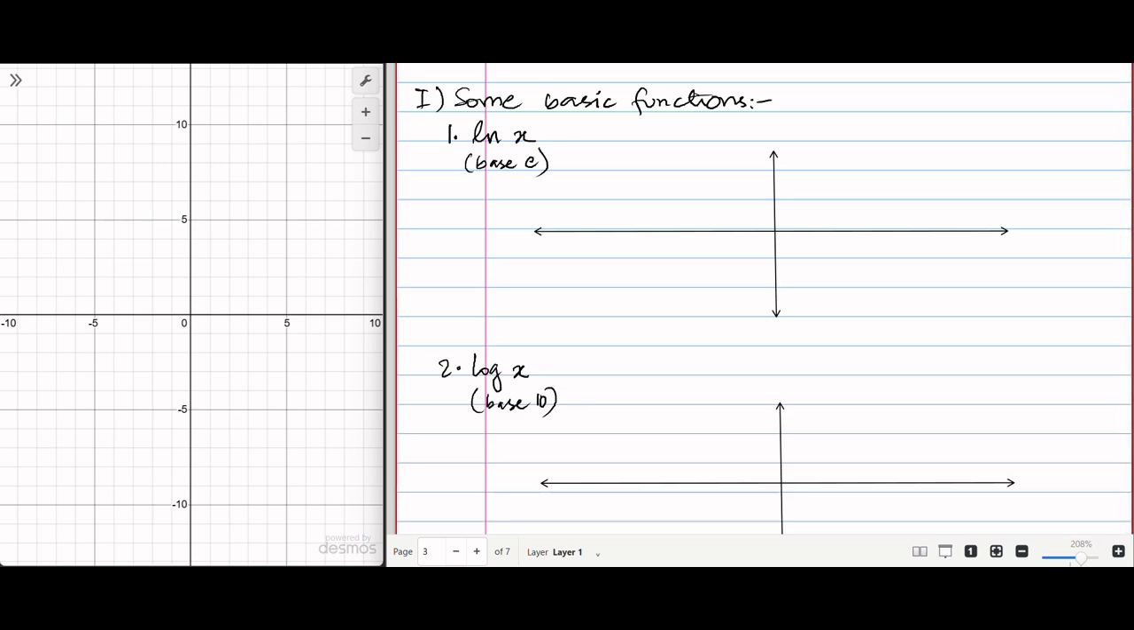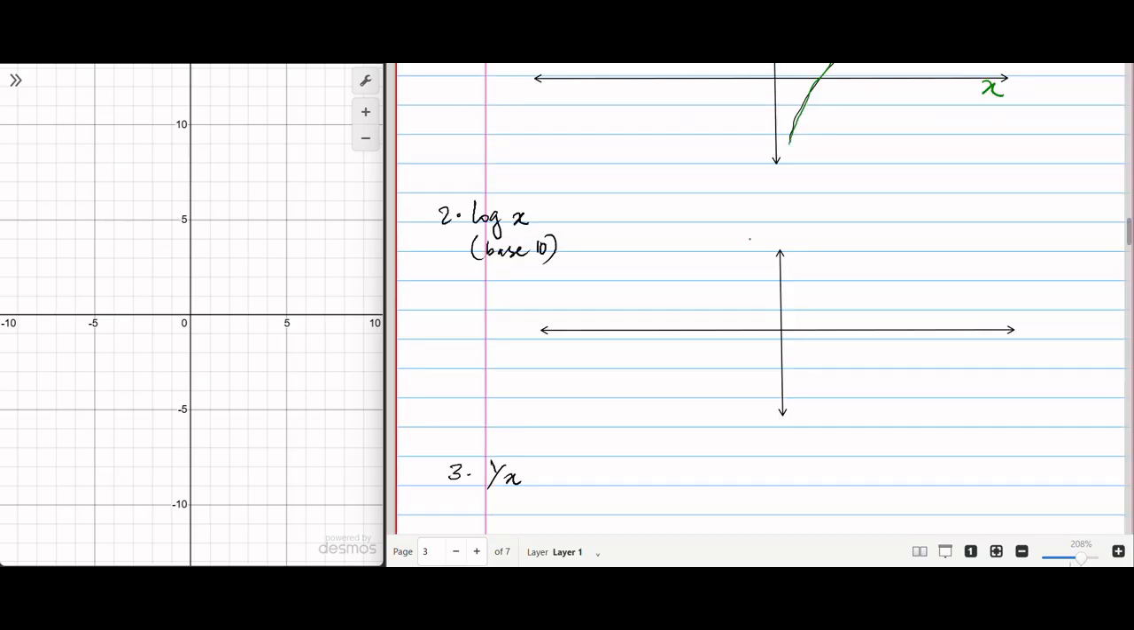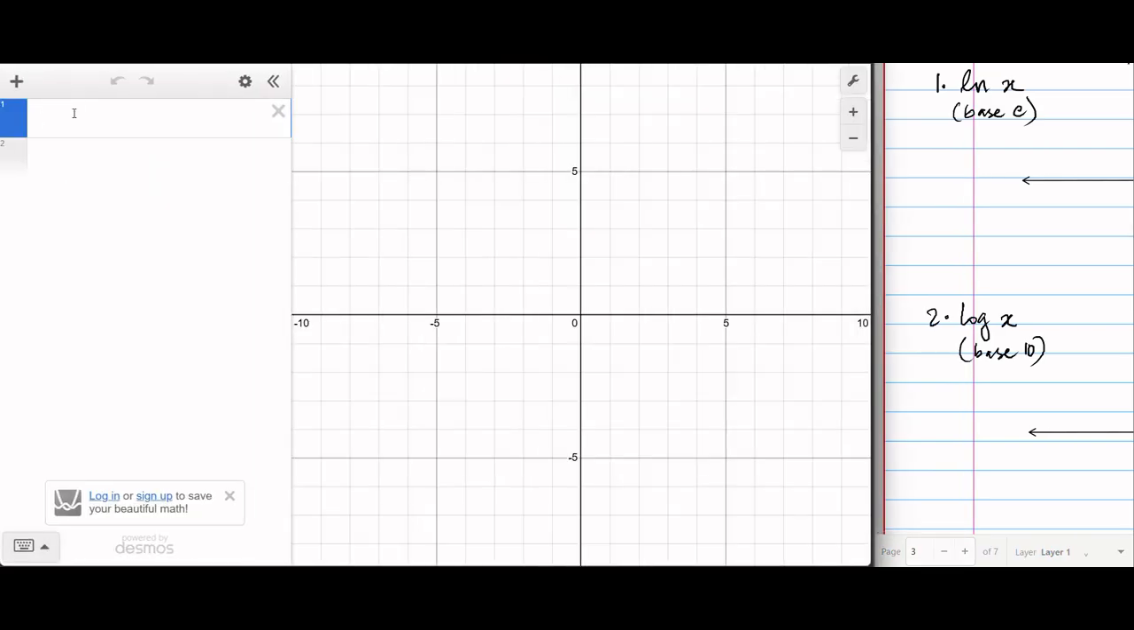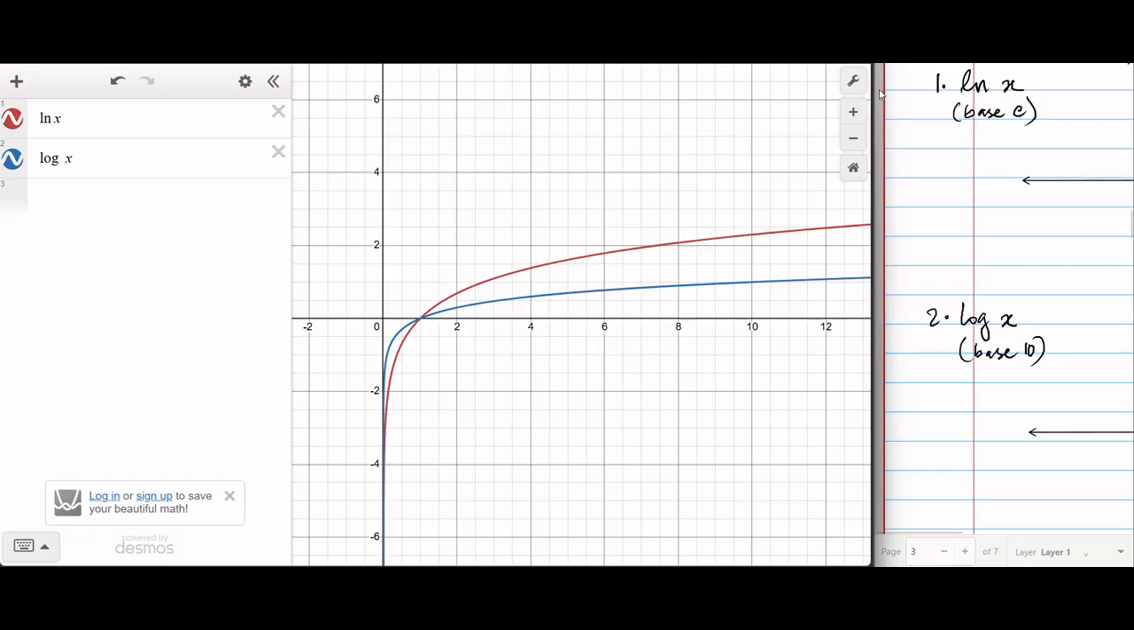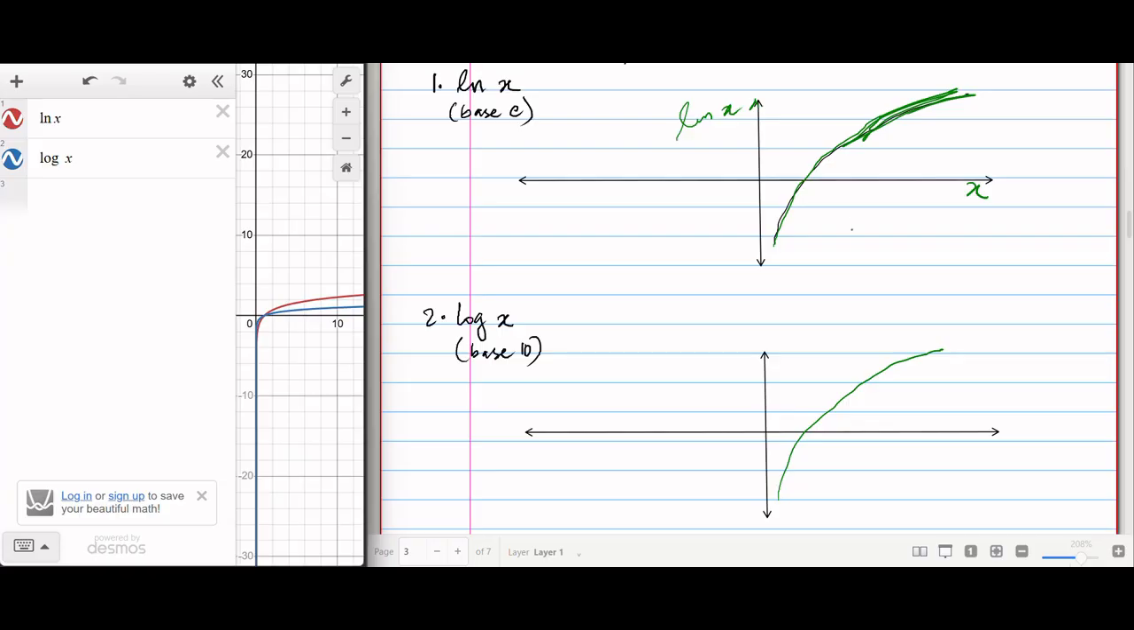Before going any further, before going into details, let's go through some basic functions like ln x. How does it look? It looks like this. This is ln x, this is x. Log x looks similar, but there's a slight difference that you cannot just distinguish like that. So let's move on to Desmos to see how it looks. This is ln x and this is log x. The blue one is log x and the red one is ln x. Both go to infinity at x equals plus infinity.